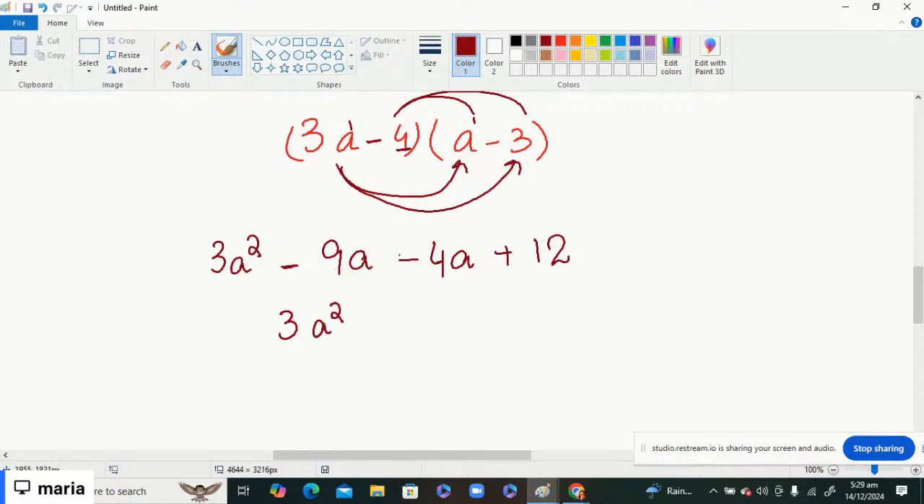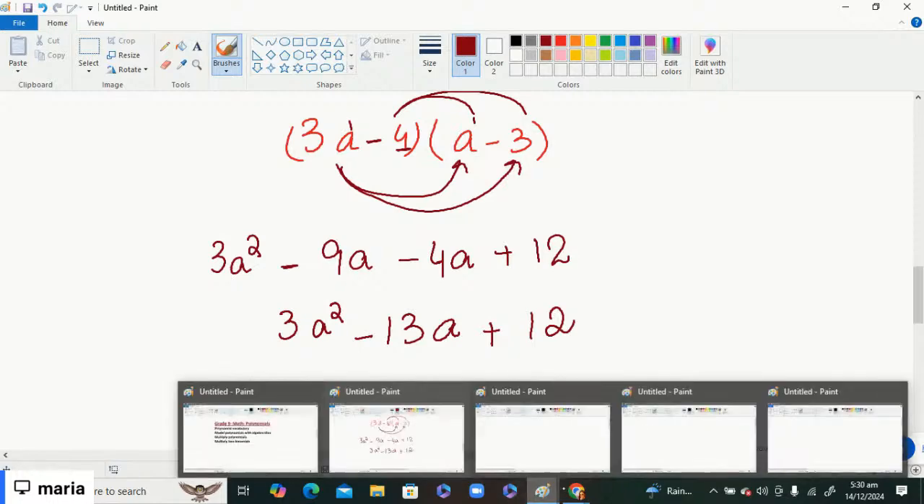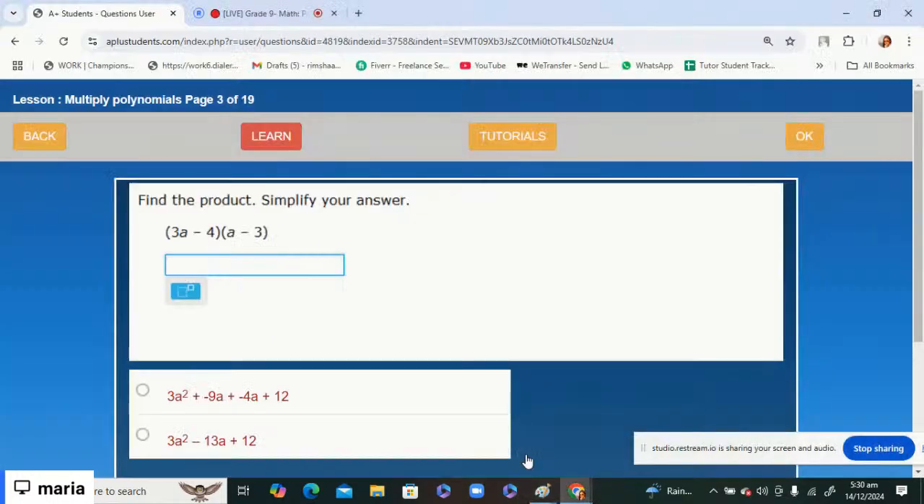So 9 plus 4 is 13A. And which sign do you put with it? Negative sign, because the greater number has a negative sign, and plus 12 as it is. 3A square minus 13A plus 12.